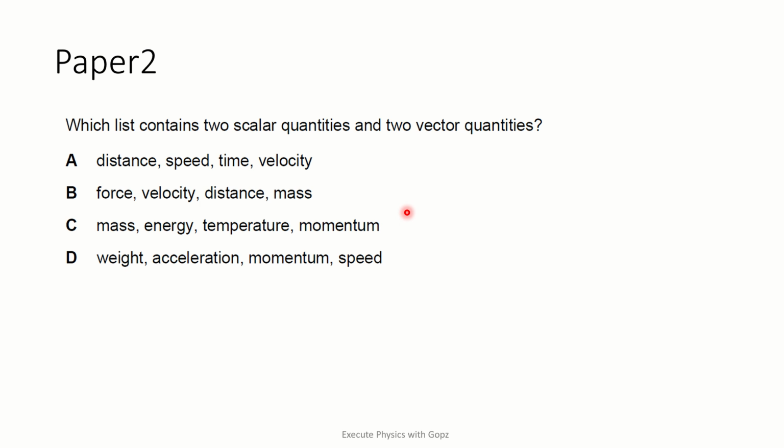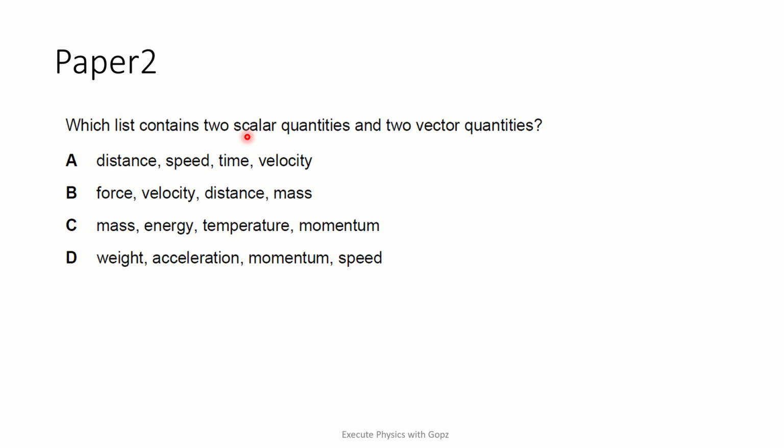So physical quantities are nothing but any kind of quantity that we can measure. It will have a measurable value followed by a unit. Those are called physical quantities. So scalar and vector are two classifications of physical quantities.